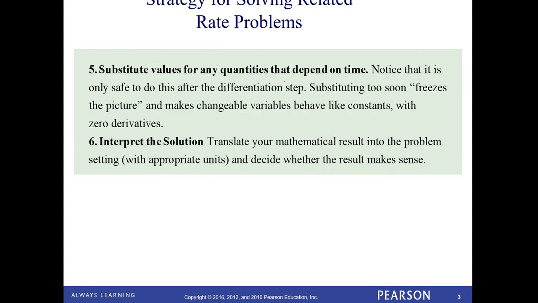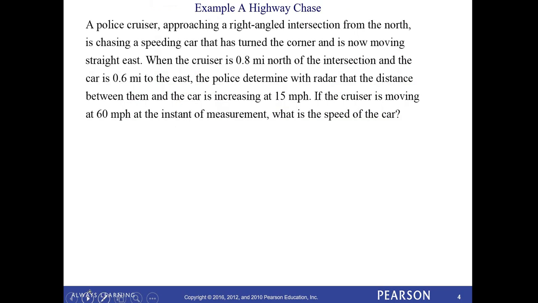Fifth, substitute any values or quantities that depend on time. Anything that is a point in time can only be done after you differentiate. If you put in a particular point in time prior to differentiating, it becomes a constant and you'll end up with zeros and you can't solve the problem. The last thing is to interpret the solution, make sure you have the right units, and make sure that it makes sense. All right, we're going to do 3 examples.